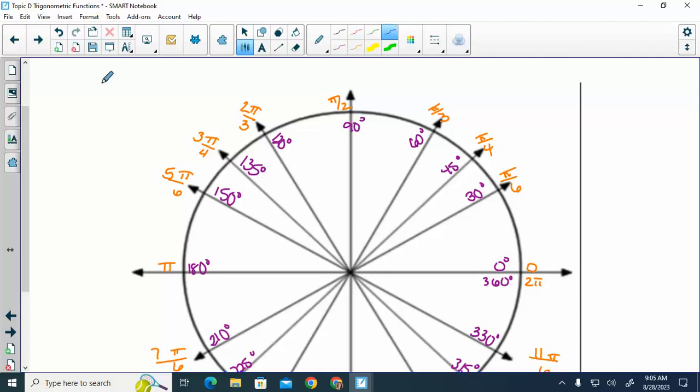Ordered pairs. In those ordered pairs, do you remember what the x represented?